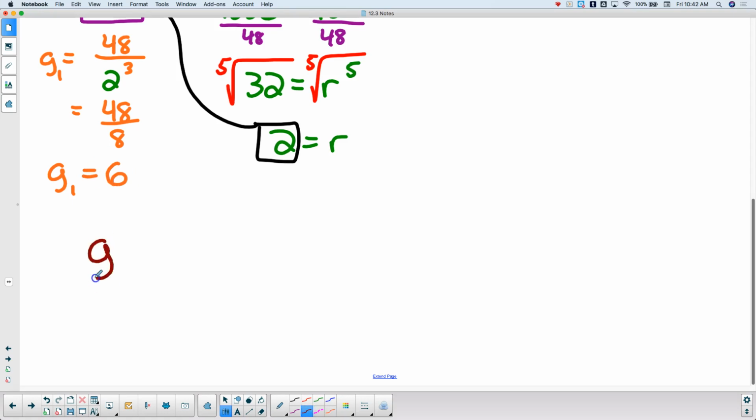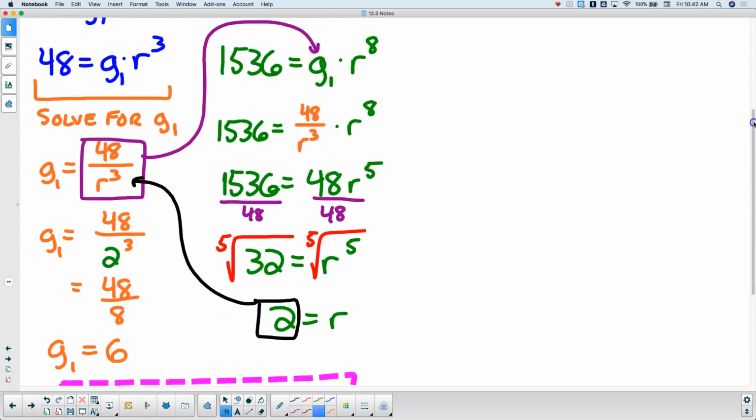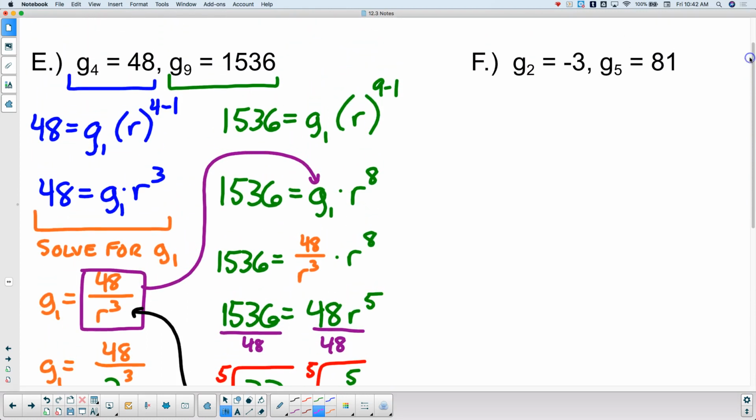Which makes my rule be 6 times 2 to the n minus 1 power. Okay? What I'd like you to do now, find me the rule for f.